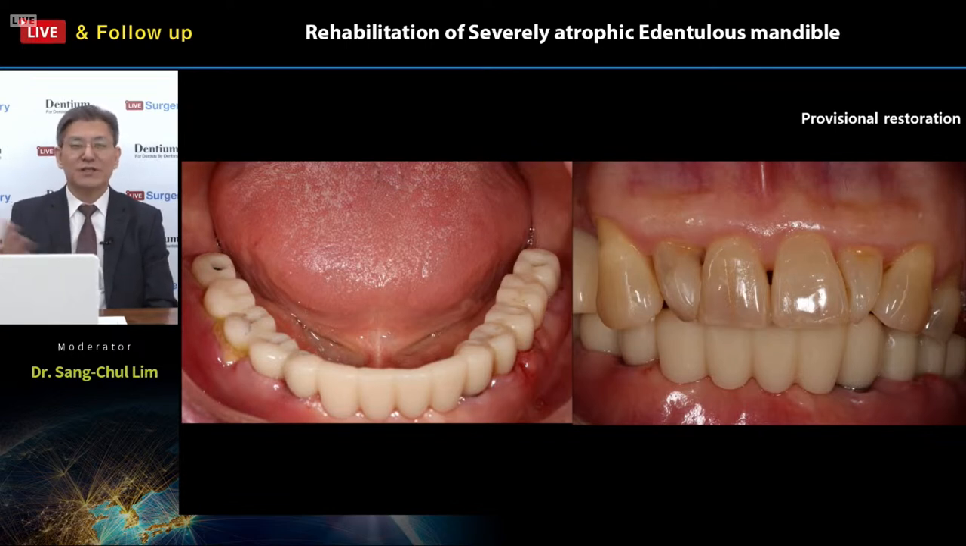All of these procedures are simple and easy because of digital skill and digital technology. As you know, the intraoral scan and the STL file, extracted STL file from the CT, all of these technologies merge with each other, so the outcome, the result, is good.